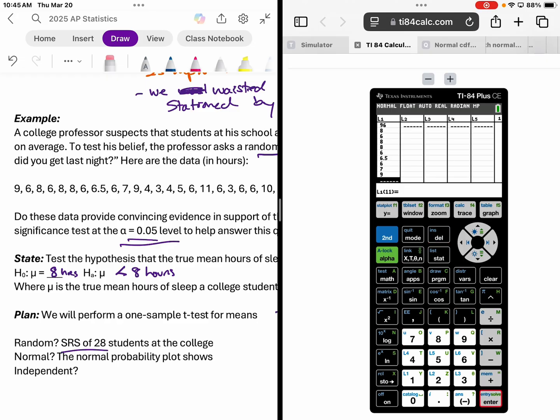Who the heck gets 9 hours of sleep? Oh, there's an 11. What the heck? Yeah, it definitely will.